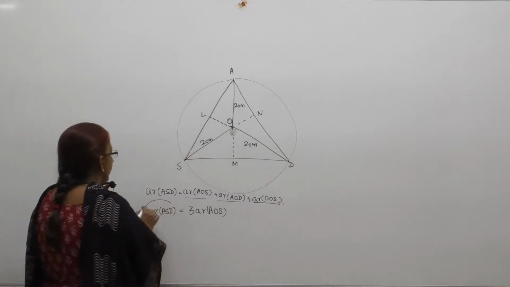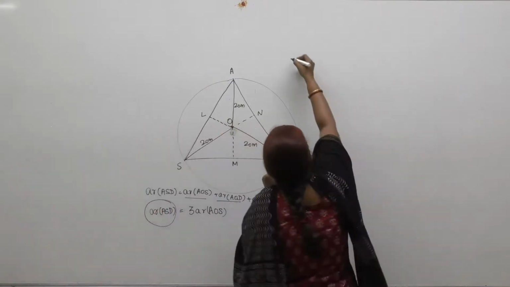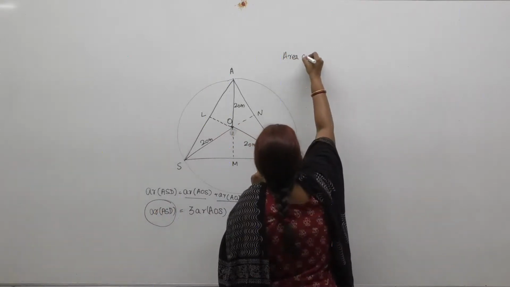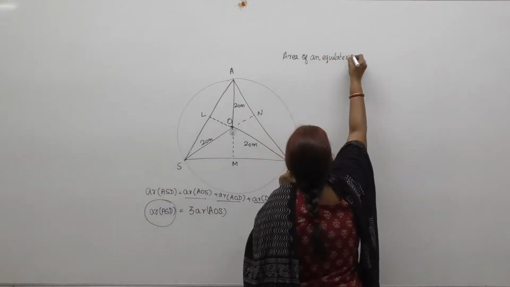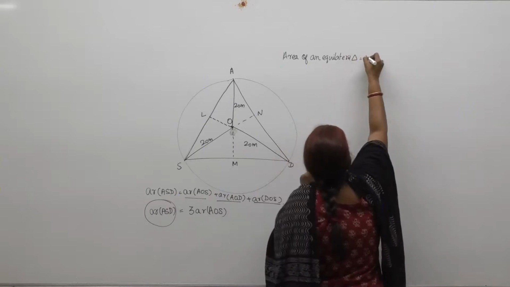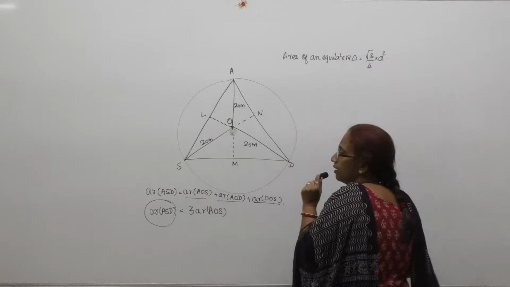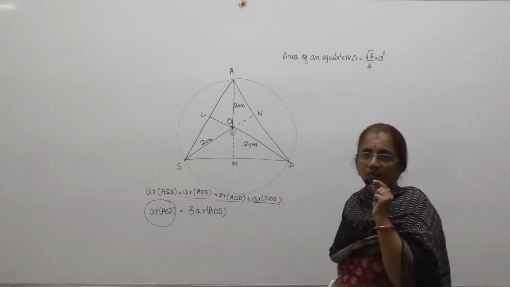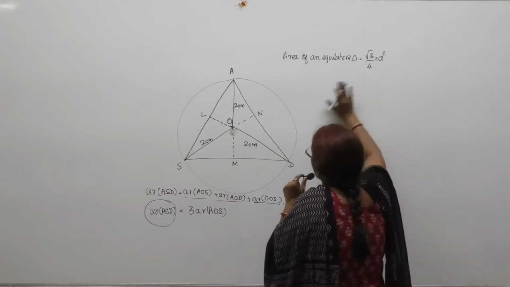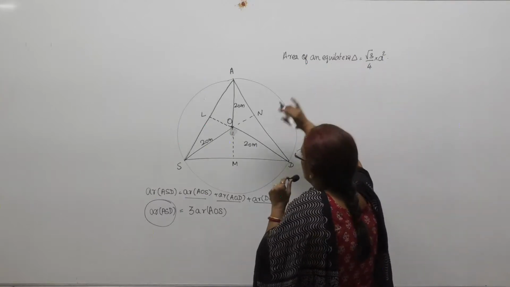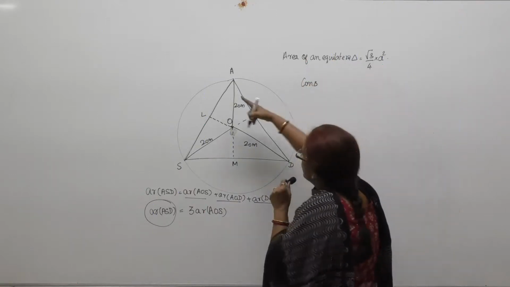Now let us consider area of ASD. It is an equilateral triangle. Area of an equilateral triangle equals root 3 divided by 4 into A square. That is the formula for the area of an equilateral triangle, where A is the length of the side of the triangle. So root 3 by 4 A square. Now this A square is nothing but the length of the string.